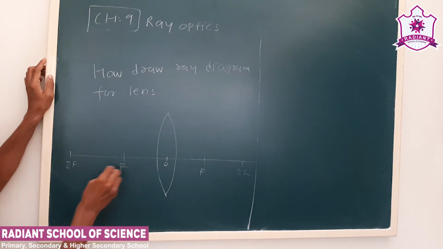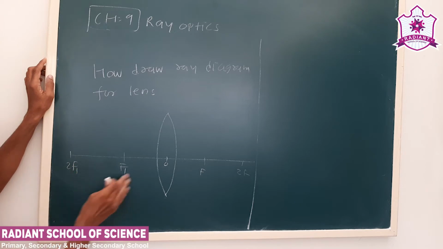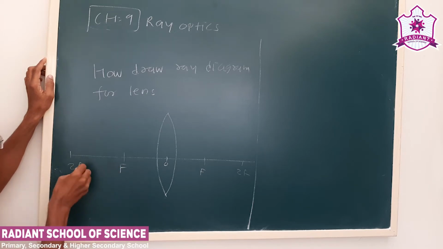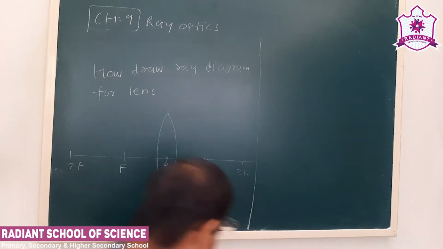Okay, we can say this is F1. In some books it is mentioned as F1 and 2F1, but we can generalize it as F and 2F. Now let us see how to draw a ray diagram.